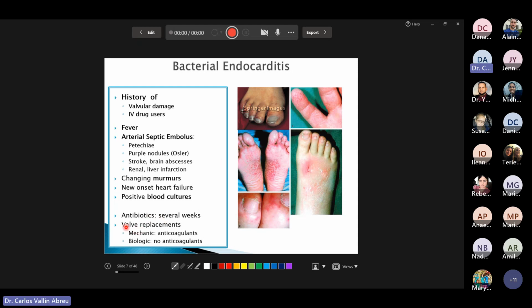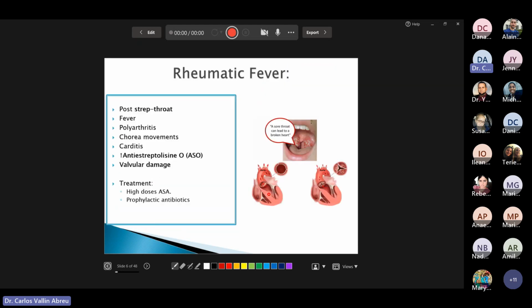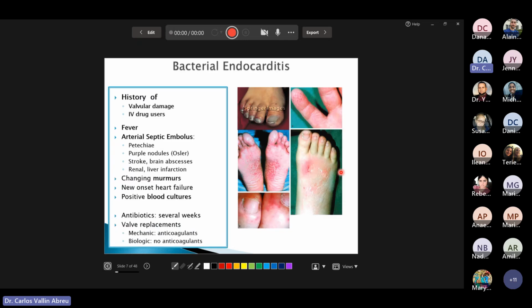And sometimes the valve needs to be changed. The valve that had been infected and damaged by the endocarditis needs to be changed. When they replace the valve with a valve made with plastic and metal, it's called a mechanical valve replacement. And this type of valve, because it's made of metal and plastic, tends to produce clots inside the heart.